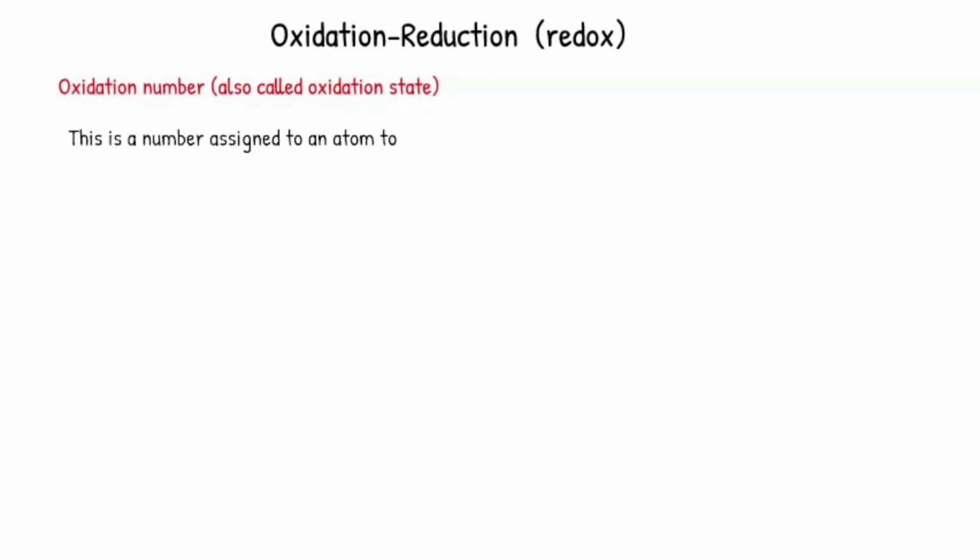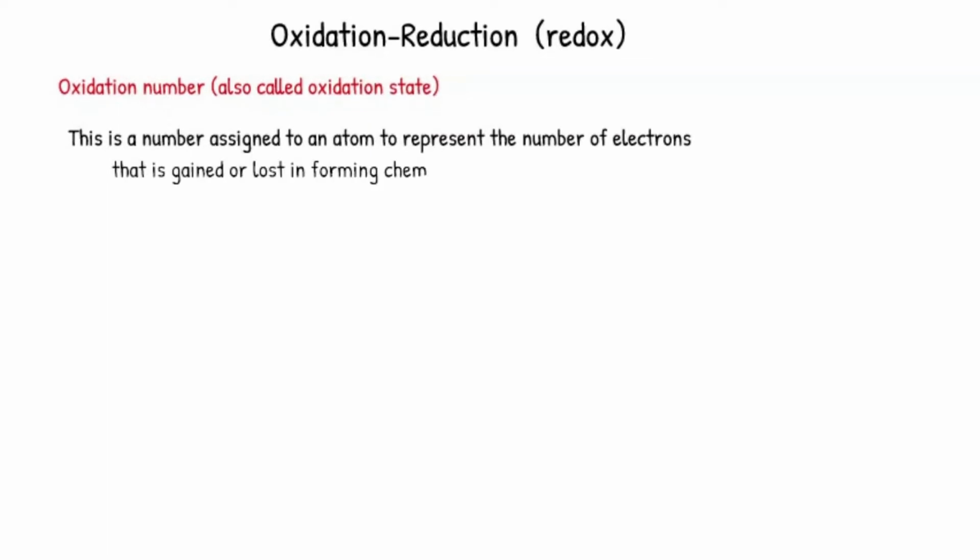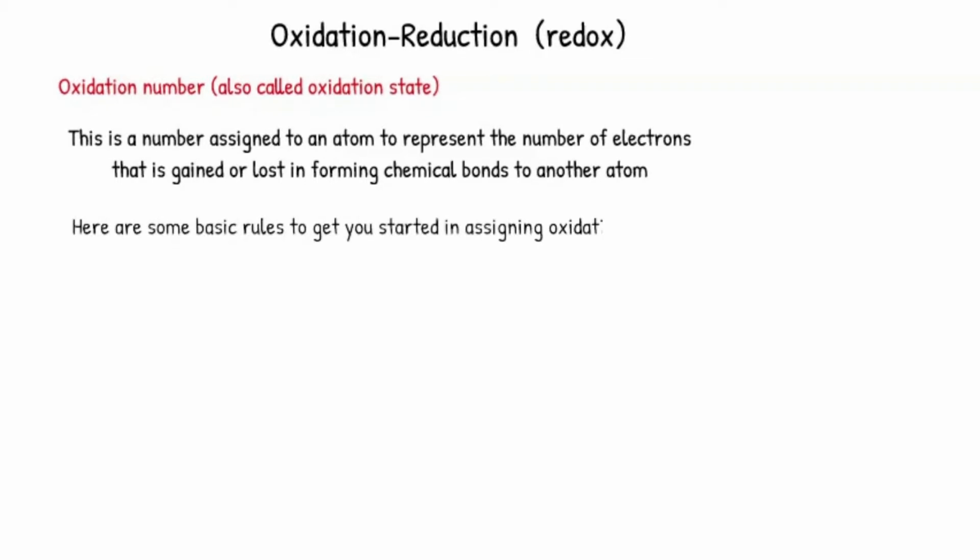Previously, I was calling the charge the oxidation number. This is also called the oxidation state. This is a number assigned to an atom to represent the number of electrons that is gained or lost in forming chemical bonds to another atom. Here are some basic rules to get you started in assigning oxidation numbers.